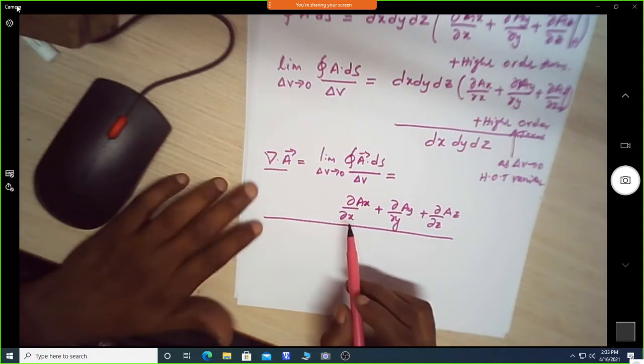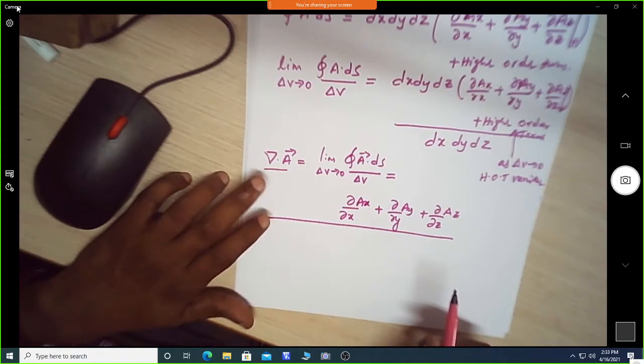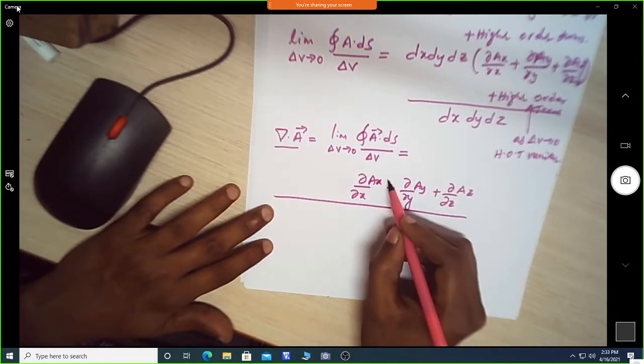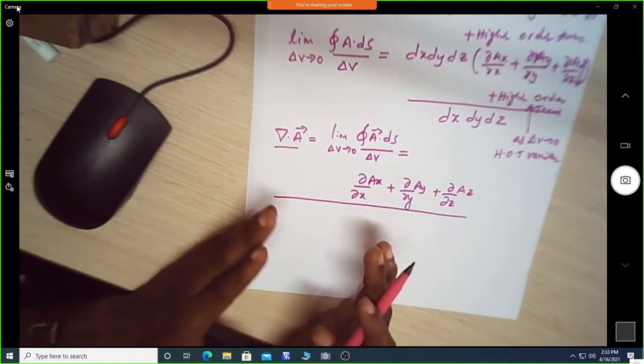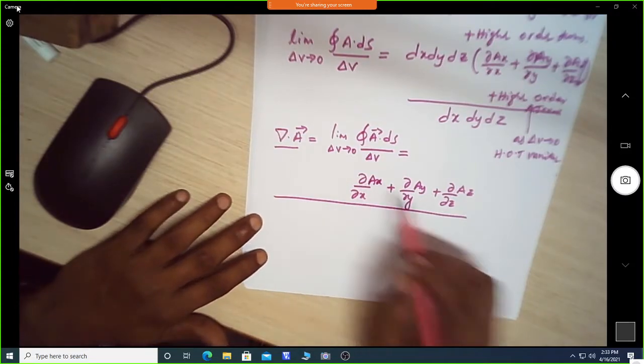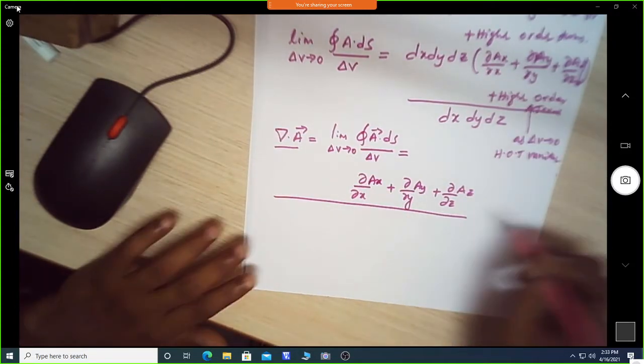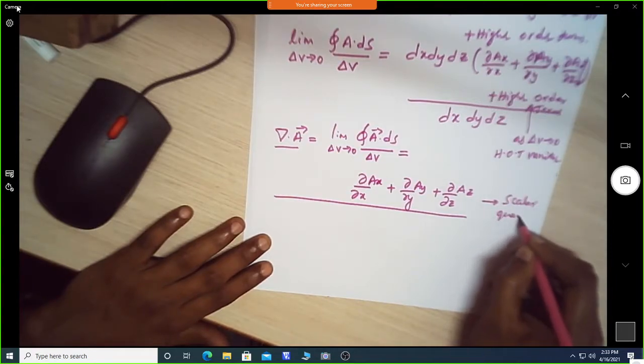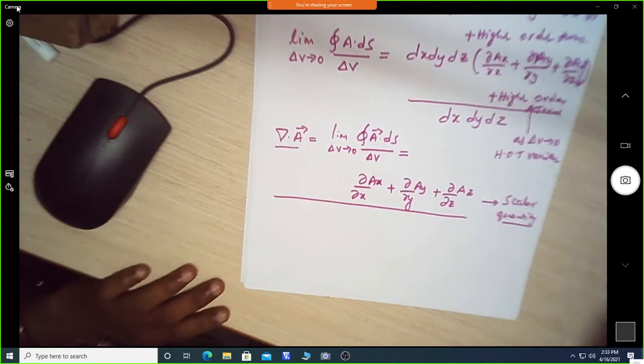And you can note one more point here. This del operator is also in the unit vector direction, and Ax also contains a unit vector direction. So the multiplication of these will give a scalar quantity. The resultant will be a scalar quantity.